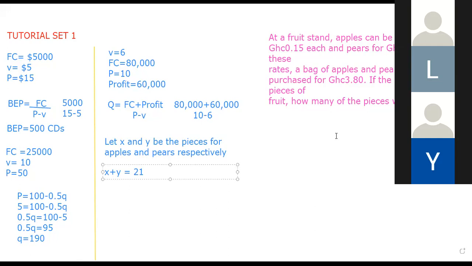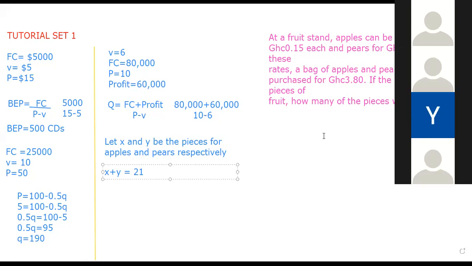At a fruit stand, apples can be purchased for 0.15 each and pears for 0.20 each. So you can get another equation, which is 0.15x plus 0.20y will give you 3. Thank you very much, Newark. So Newark is developing an equation relating the cost of the fruits to the total cost. That is very good. The total cost says a bag of apples and pears were purchased for, so that is the total cost incurred. So the cost of purchasing the apples plus that of the pears is equal to 3.81.